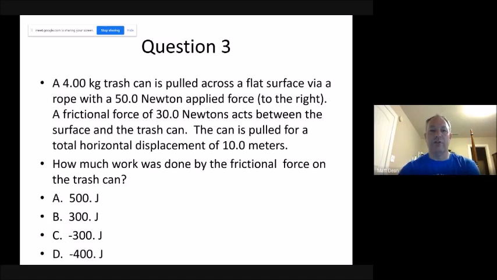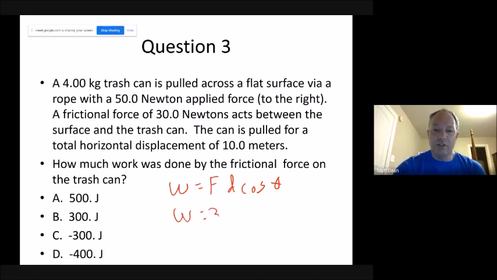Now let's go ahead and look at 3, which again looks like the same problem, but in this case it wants to know how much work was done by the frictional force. So again, same equation. Work equals force times distance times cosine theta. So in this case, we're looking for the work done by the frictional force. Frictional force is 30 newtons. The distance moved is still 10 meters.